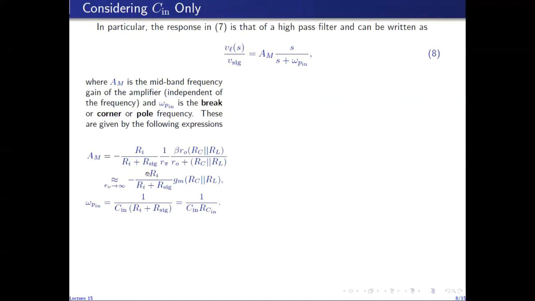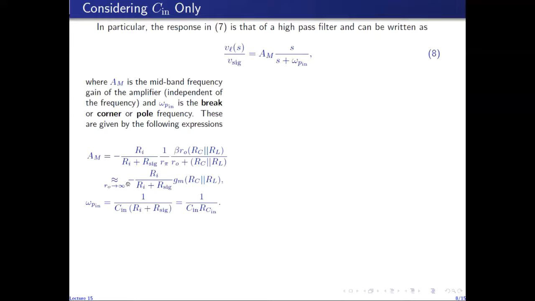This exact expression of the mid-band gain can be well approximated under the assumption that R0 is very large. If we assume R0 to be infinity, then dividing the numerator and denominator by R0, we are left with beta RC in parallel with RL, and in the denominator we are left with 1 plus this term over R0. Since R0 has been assumed infinity, this term becomes 0, so the denominator becomes 1. We are left with beta times RC in parallel with RL, and beta over R pi is equal to GM.